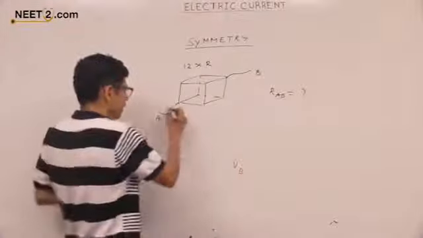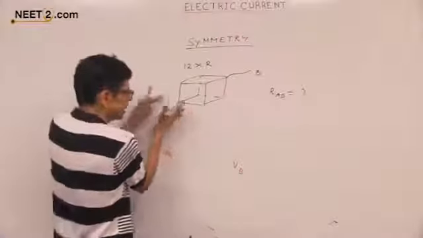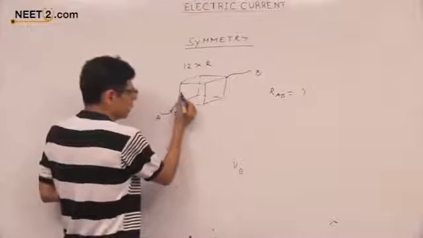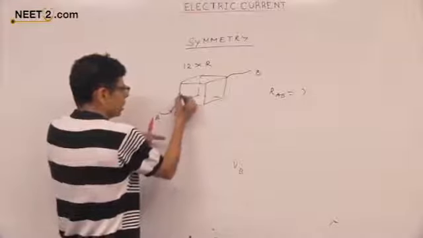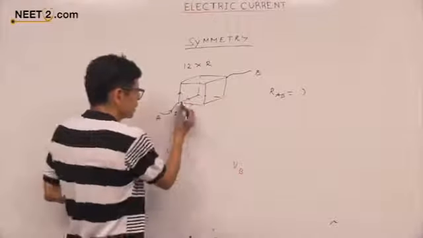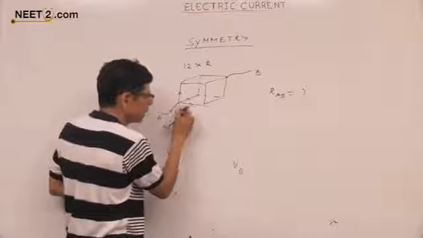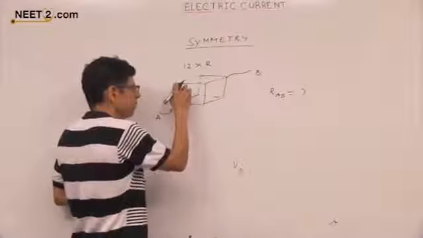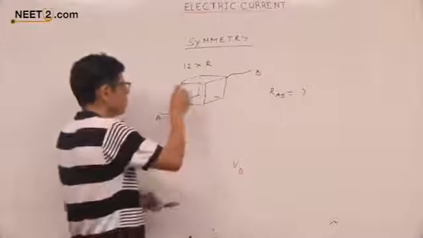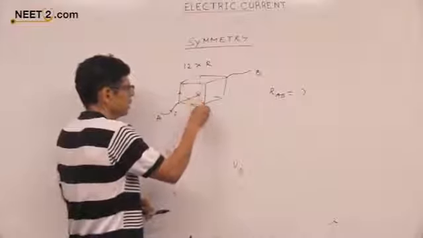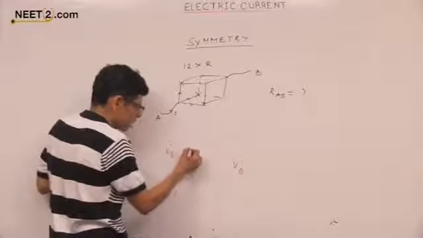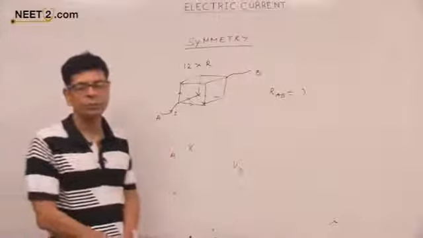Look, if current I comes in, then by symmetry it goes equally into 3 branches. So this will be I by 3, I by 3, I by 3. Each one would be I by 3. Working its way through the resistor R, the potential will drop by I by 3 into R. And here by the same amount, starting from a common value and dropping by equal values, it will end up being equal here, here and here. That equal potential I indicate by cross level of potential.